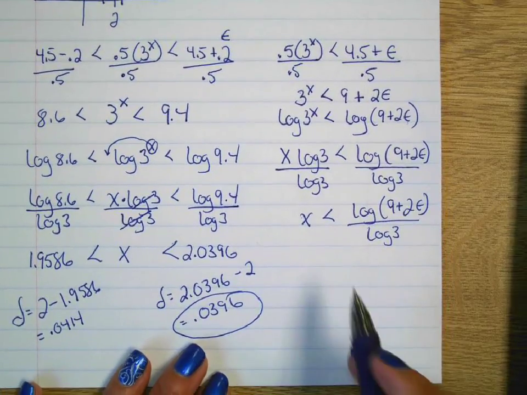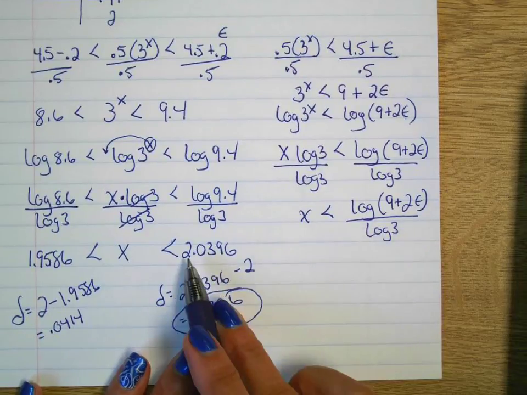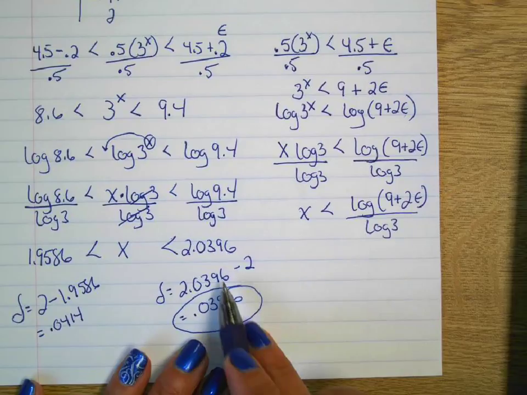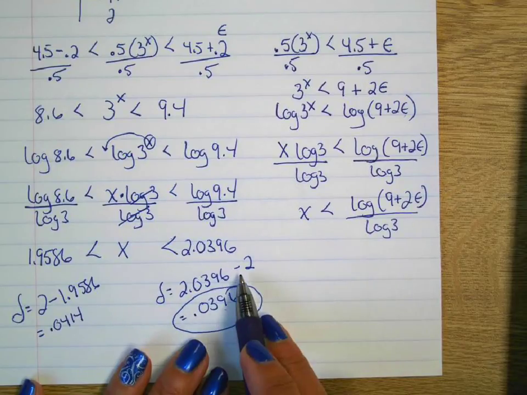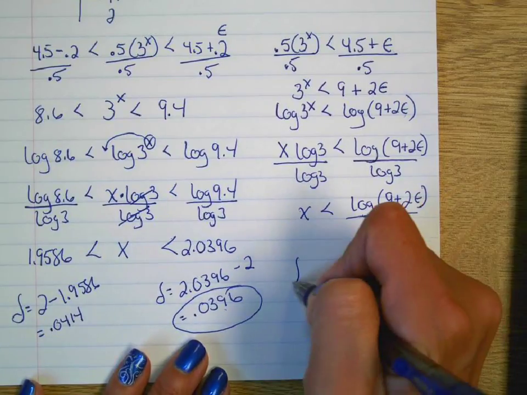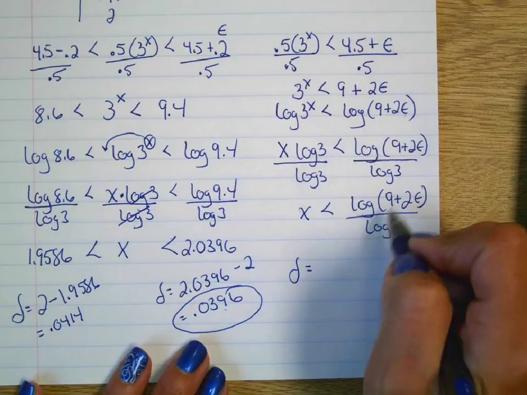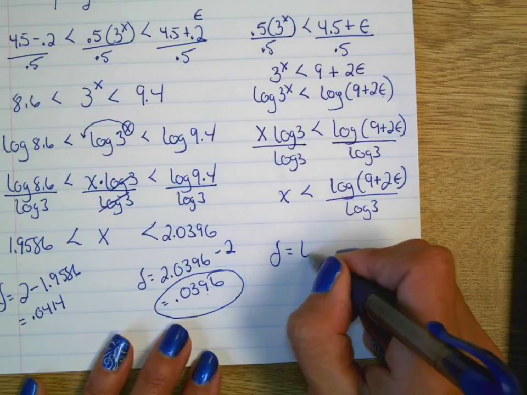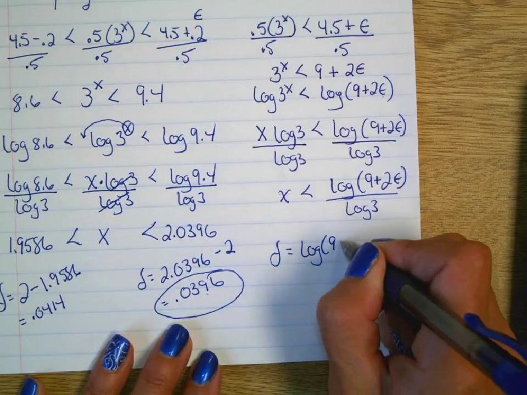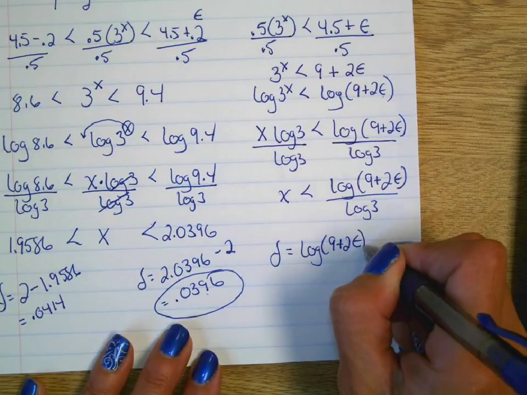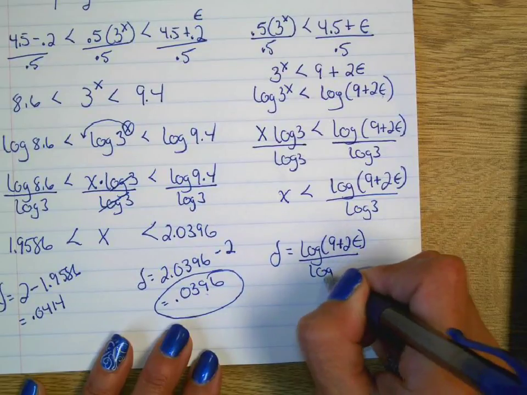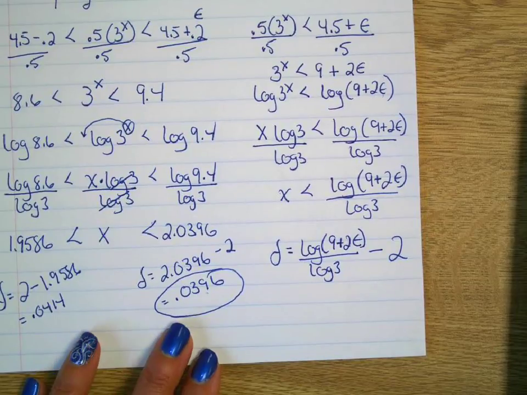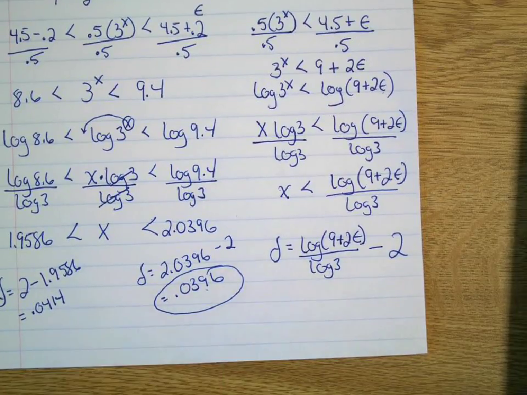Okay, and remember, we're not done. We're only at the x spot. We're right here at the 2.0396 if I was to put in the 0.2 here. To get from here to here, we subtracted 2. So the delta is going to be kind of ugly here. It's all of this minus 2. So log of 9 plus 2 epsilon over log of 3 minus 2. Okay, one more.